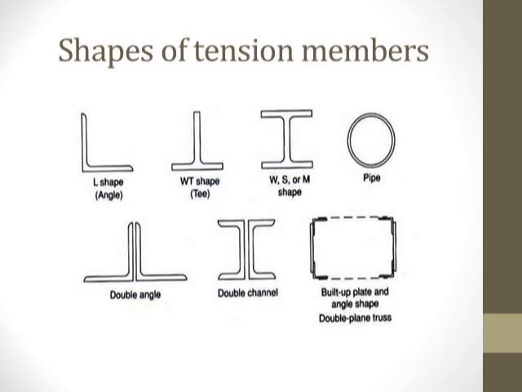So coming to this slide, here I have shown some of the different types of tension members which can be used in the design of steel structures. This is the L shape, or the angle as we call it, and this is the T shape, and this is the W or M shape, and this is the pipe, and this is the double angle, double channel, built-up plate and angle, and double plane truss. So these are the tension members which can be incorporated into steel structures.